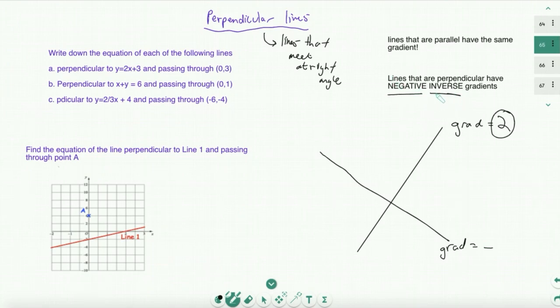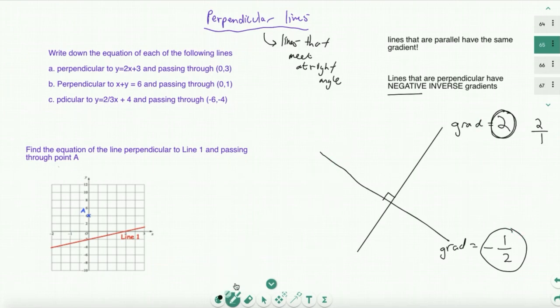Now you have to invert it. What's the inverse of 2? Well, if we were to write 2 as a fraction, it would be 2 over 1. So all you do is invert that. The opposite of 2 over 1 is 1 over 2. So if a line has a gradient of 2, the perpendicular gradient would be negative a half.